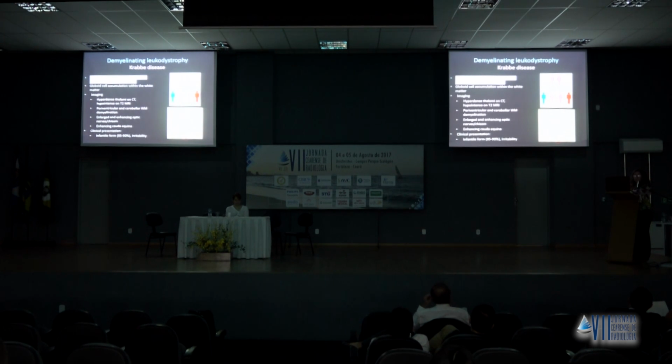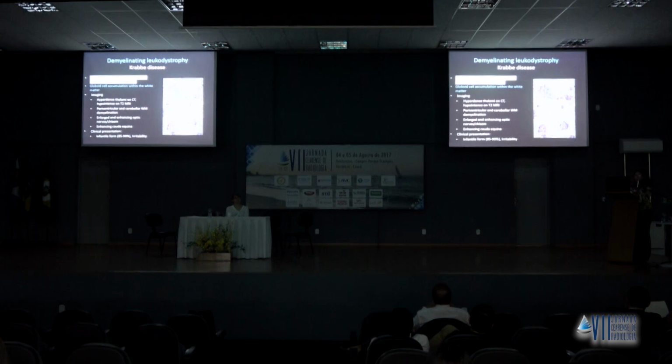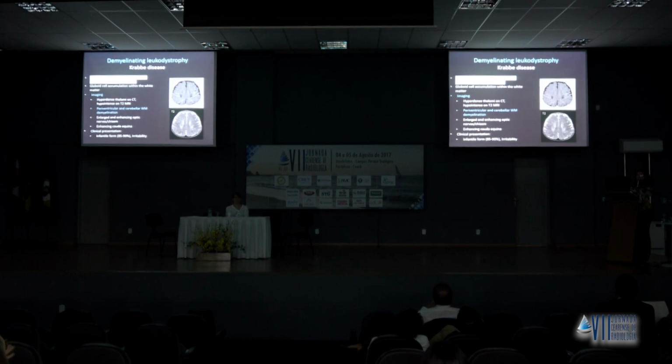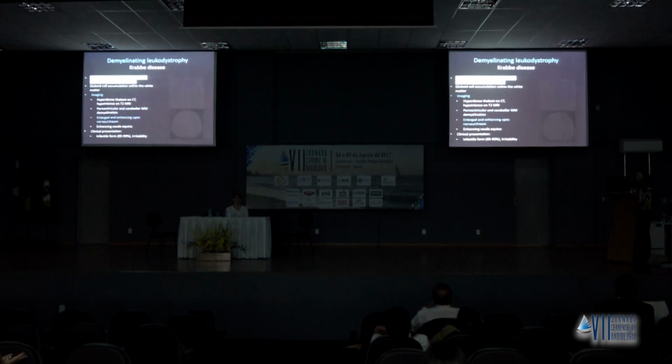Krabbe's disease. This is another lysosomal disorder, and it's caused by an accumulation of globoid cells within the white matter due to an enzymatic defect. So these globoid cells are partially causing the abnormality. And on imaging, what we're going to see is hyperdense thalami on CT, and they're going to look hypointense on T2 weighted imaging. We're going to have demyelination of periventricular and cerebellar white matter.